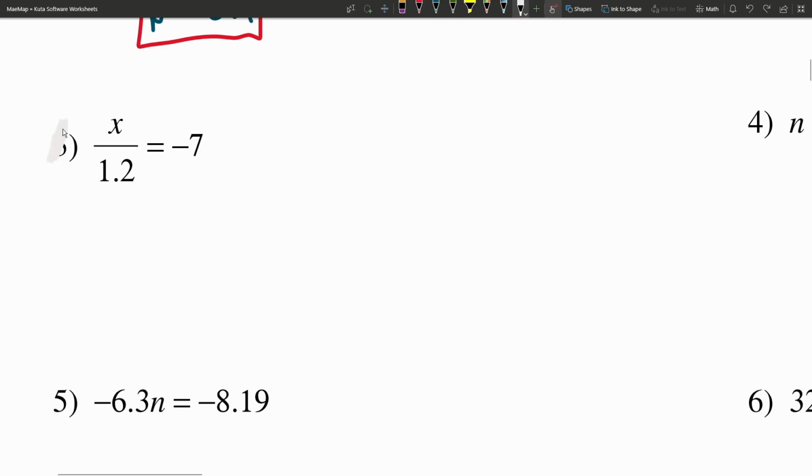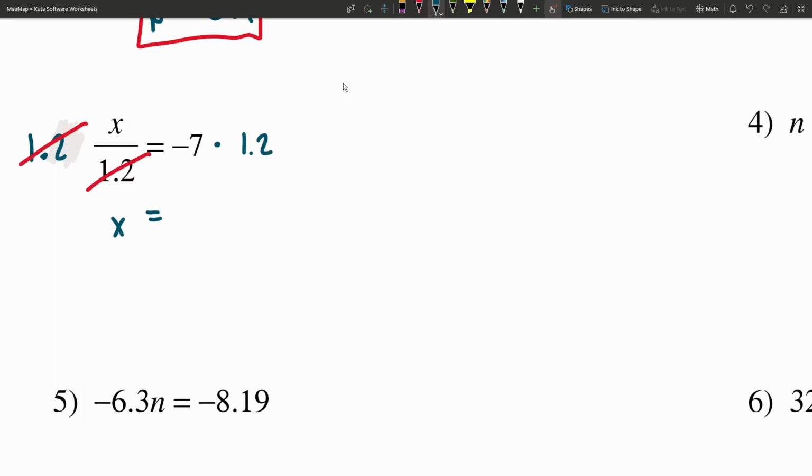So let me quickly just cover up this 3 so we can't see it for now, just so it doesn't get in our way. We're going to have 1.2 times x over 1.2, and then whatever we do to the left, we do to the right. So we're going to multiply that negative 7 by 1.2 as well. Now when we multiply, notice that 1.2 divided by 1.2 is equal to a positive 1. So they cancel out in the sense that they're just equal to 1. And 1 times any number is that number we're multiplying by. So 1.2 over 1.2 is 1, and 1 times x is going to give us x. So we have x equals negative 7 times 1.2.